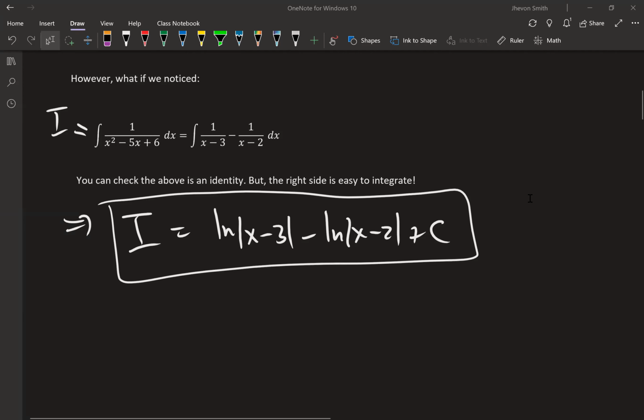But perhaps more useful to someone in Calc 2: not only is it poetic, it's easier. It's a lot easier. If someone had noticed this right off the bat, then integration would not be a problem, right? You won't have to go through triangles. You won't have to do any trig integrals. Right? That was very, very easy.